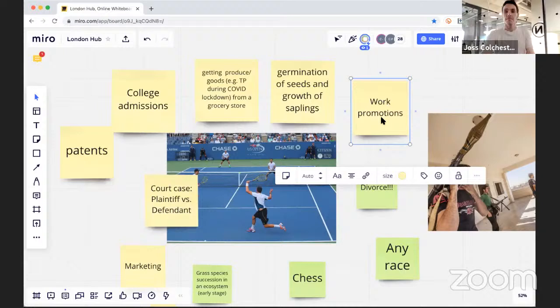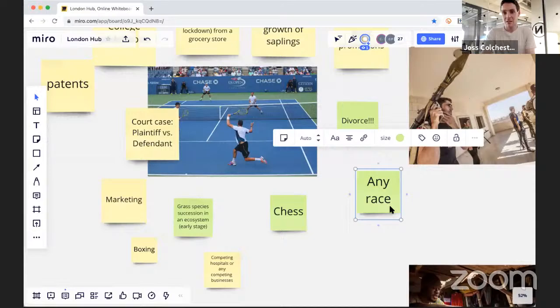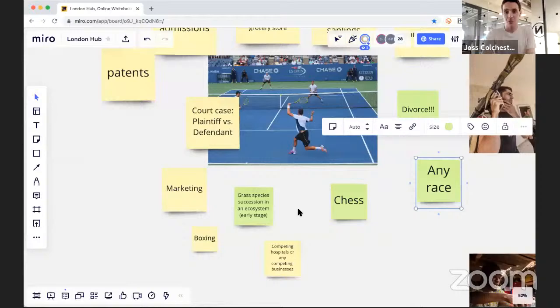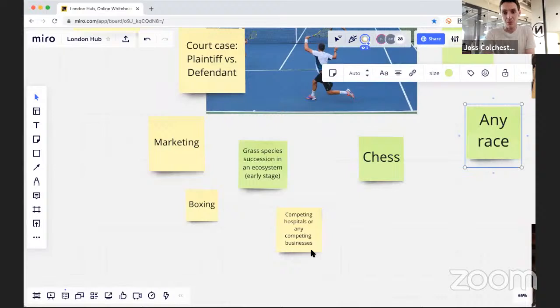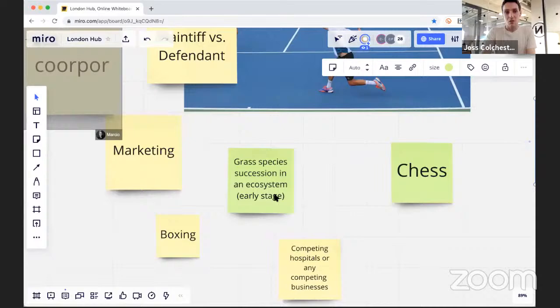Divorce, zero-sum game. Yep. Any race? Yep. Chess. Chess is a zero-sum game. One person's going to win, one's going to lose. Boxing. Competing hospitals or competing businesses. Grouse species succession in the ecosystem, early stage. Okay, some creatures are going to win and others are going to lose.